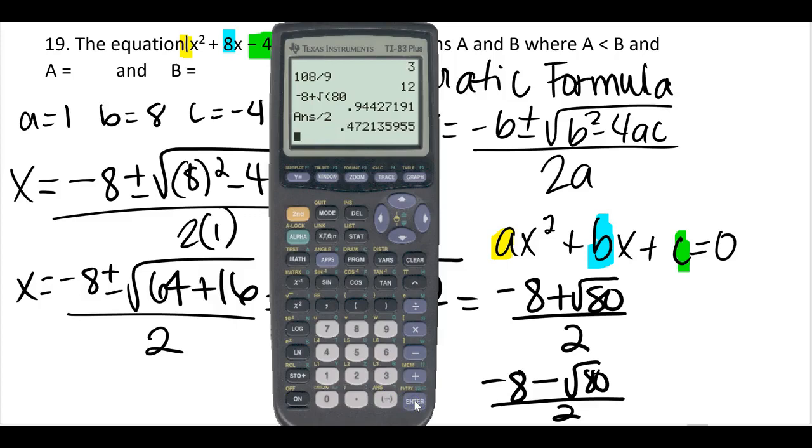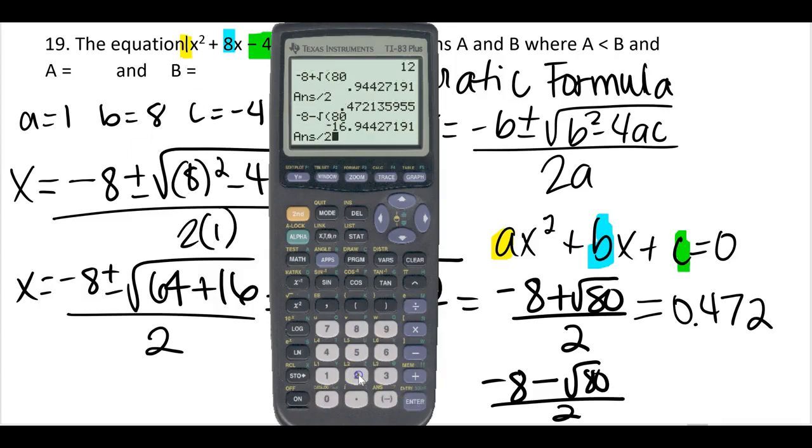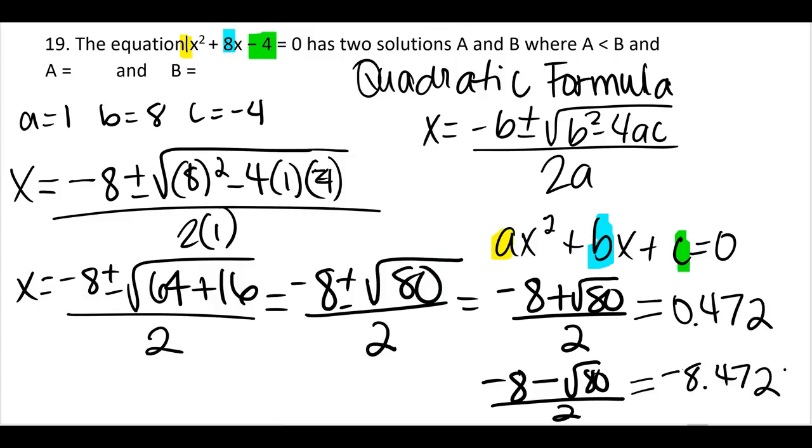Okay, and I think it wants us to round to the nearest 3 decimal places. So we've got 0.472. Let's look at the next one. So we've got negative 8 minus the square root of 80. Enter, and divide that by 2. So we have negative 8.472. So those are your solutions.